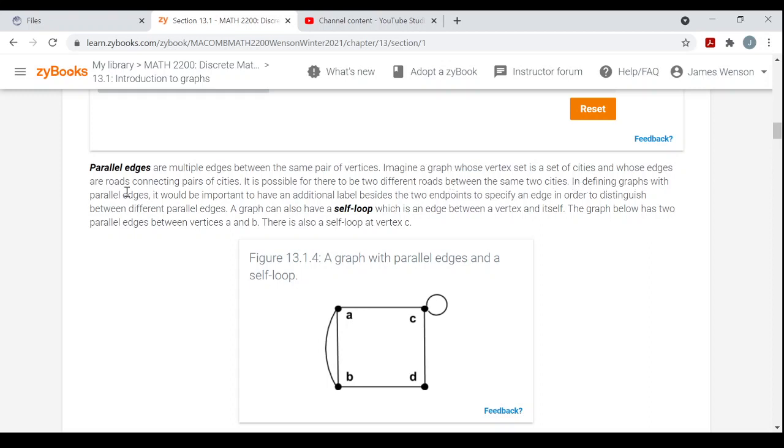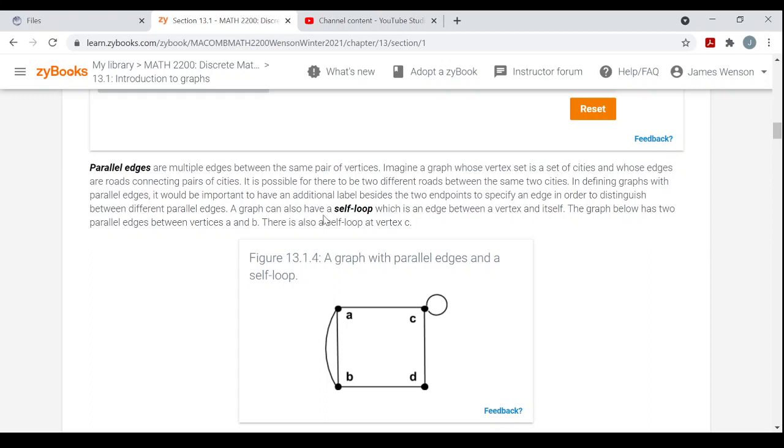In defining graphs with parallel edges, it would be important to have an additional label besides the 2 endpoints to specify an edge in order to distinguish between different parallel edges. So for instance, you might want to call this number 1 and this number 2, or color this edge red and this edge green. So you can definitely tell the difference between the edges that go between A and B. We've seen these before, but again, this will be without arrows, undirected.